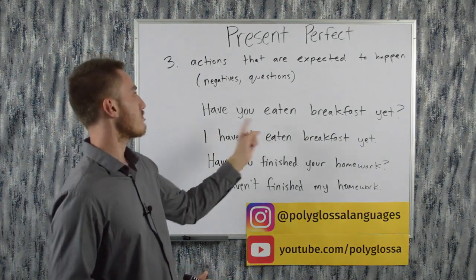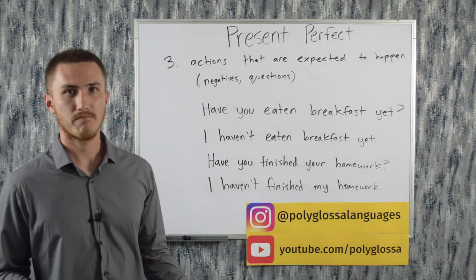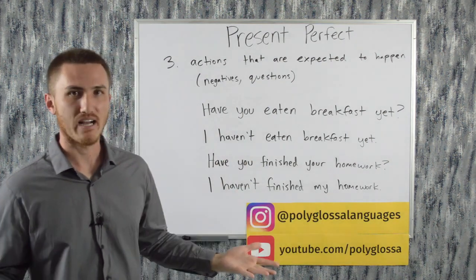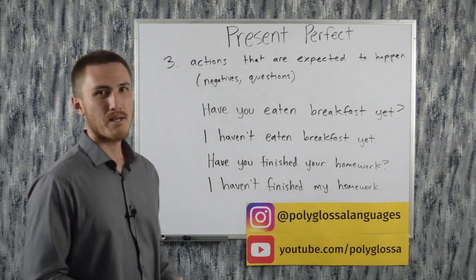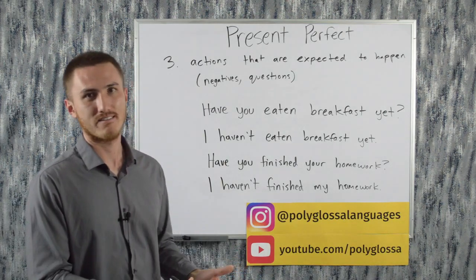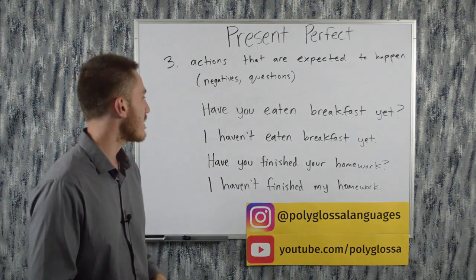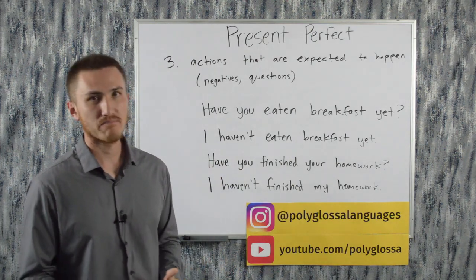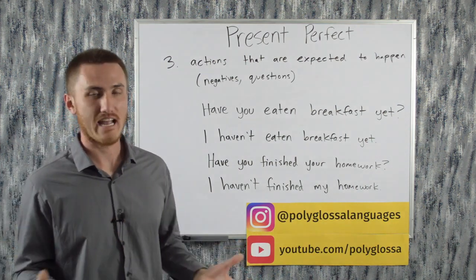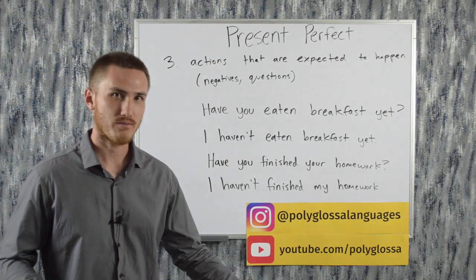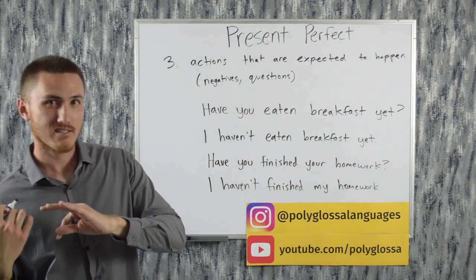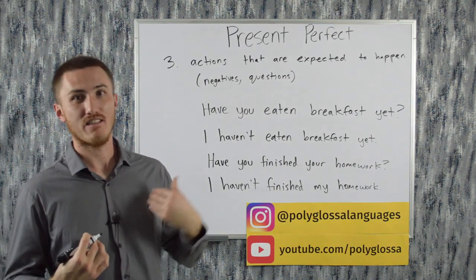So if someone asks me, have you eaten breakfast yet? I could say, yes, I have, or no, I haven't. That's fine. I could say, yes, I have. But I would never just say, I have eaten breakfast, right? Or if someone asked me, have you finished your homework? I could say, yes, I have. But I would never just say, I have finished my homework, okay? So when we talk about completed actions, we would talk in the past simple.